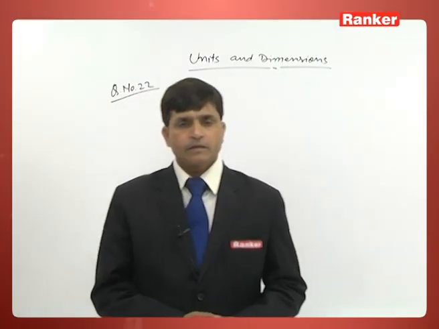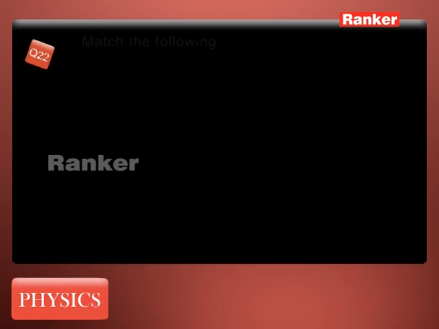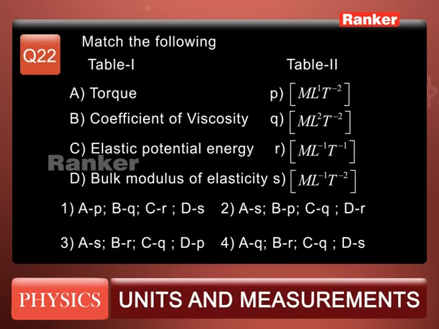Okay, now see question number 22. It is based on matching. To match the following, in table 1, A is torque, B is coefficient of viscosity, C is elastic potential energy, and D is bulk modulus of elasticity, while in table 2, P is ML^1 T^-2, Q is ML^2 T^-2, R is ML^-1 T^-1, S is ML^-1 T^-2.